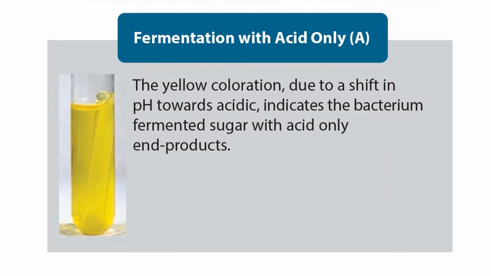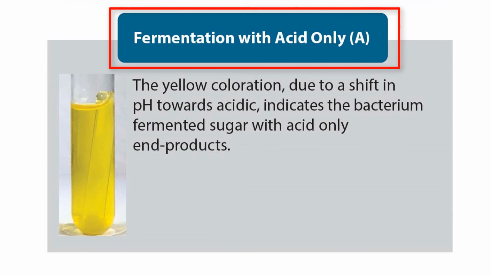Like the previous tube, the yellow coloration indicates the bacterium fermented sugar. Notice, however, the Durham tube. The lack of bubble indicates that this is fermentation with acid-only end products, or A.